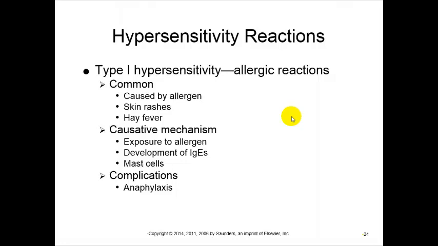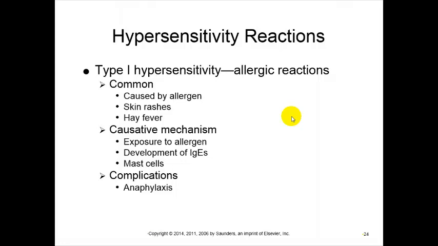So some common ones are skin rashes, hay fever, asthma. You're exposed to the allergen, and what happens is you develop immunoglobulin E's, IgEs. So remember that, IgEs. They are specific to that allergen. Those antibodies form against something that is benign, nothing that's really harmful, like pollen and those types of things.